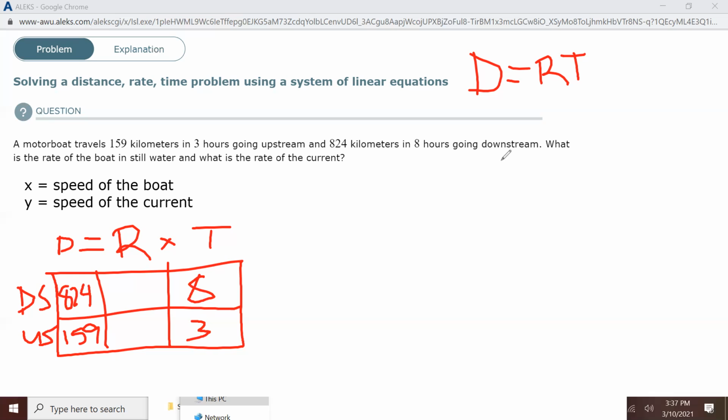Now the rate or speed going upstream and downstream is not explicitly given. However, we can deduce that when a boat goes downstream, the speed of the boat will be however fast a boat normally goes, plus the speed of the current, because it's downstream. And when going upstream, the speed would be the speed of the boat minus the speed of the current, because the current is pushing back against the boat and therefore slowing it down. Now, since distance equals rate times time, I know that I now have two equations like this.